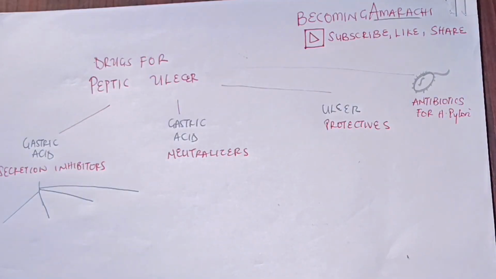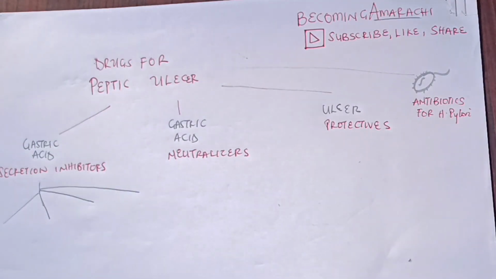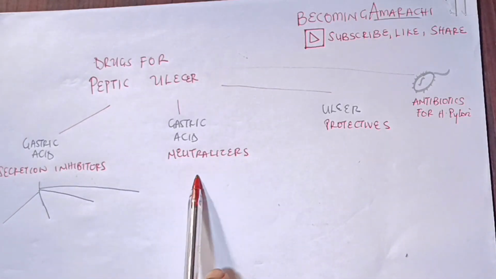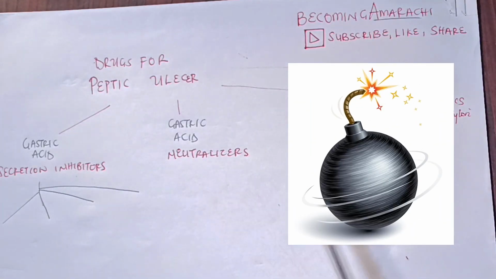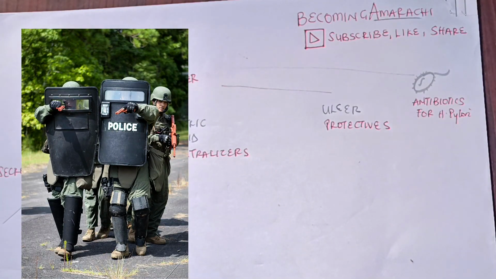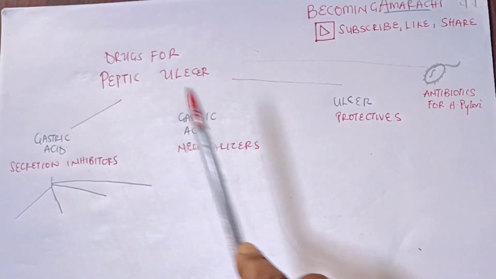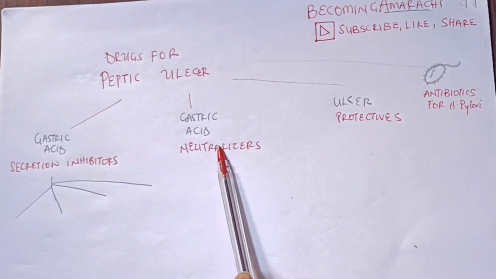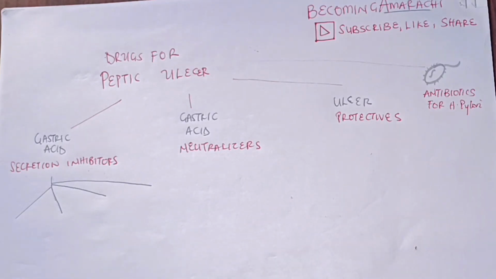Okay, so we reiterate again. We have gastric acid secretion inhibitors. So it's just like a war. In a war, we can either inhibit the war, that's your government making sure the war does not happen, or if they send a bomb, they have to neutralize that bomb and they have to protect the citizens. So just the same thing, we're going to have secretion inhibitors, gastric acid neutralizers, ulcer protectives, and then antibiotics.